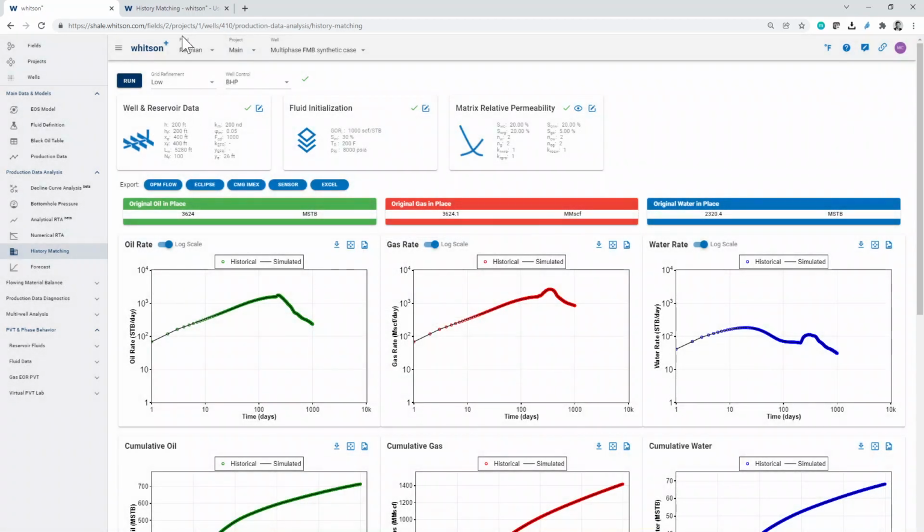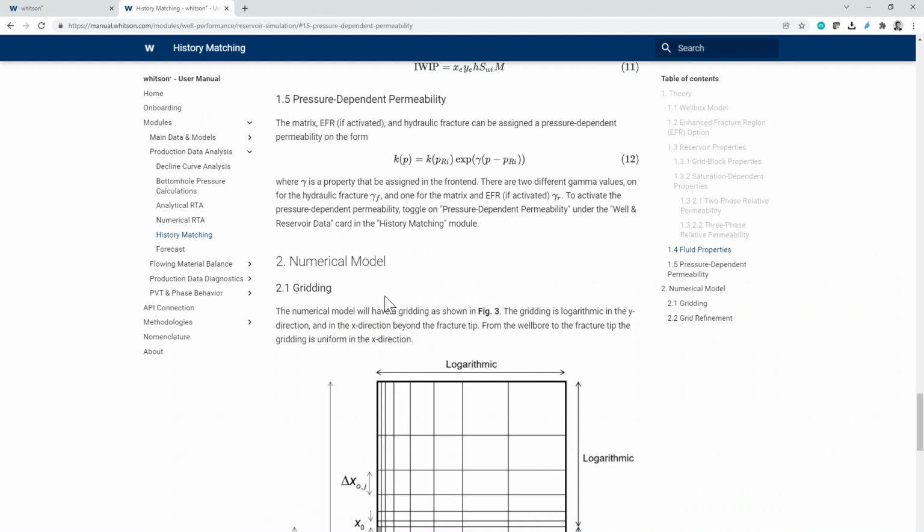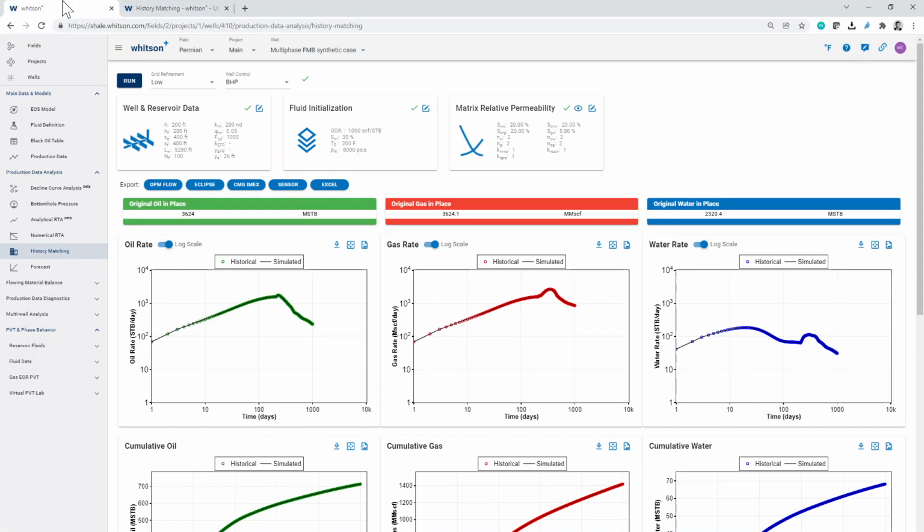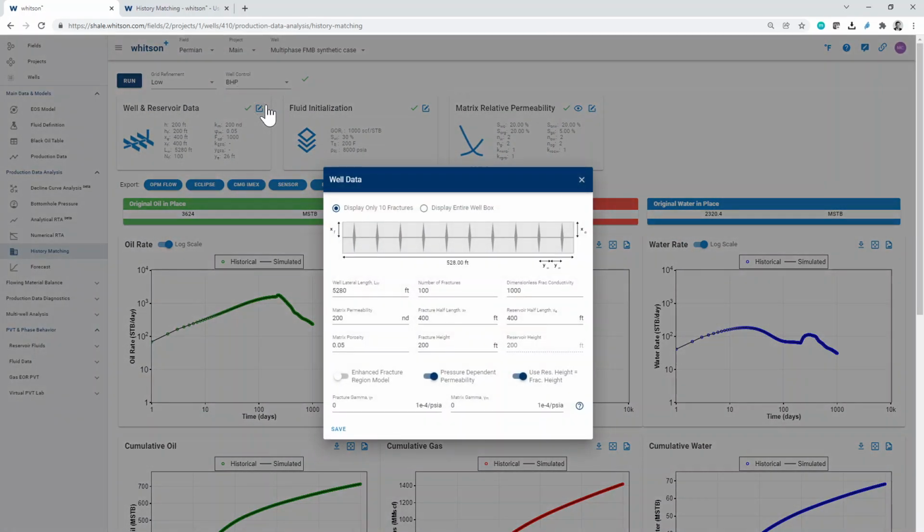input. As mentioned last week, the history matching part of the manual includes information about the pressure-dependent permeability. Inside of Whitson Plus, in the numerical model that you see here, you can add then the pressure-dependent permeability by just toggling this box right here.